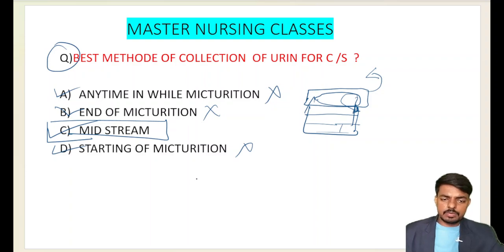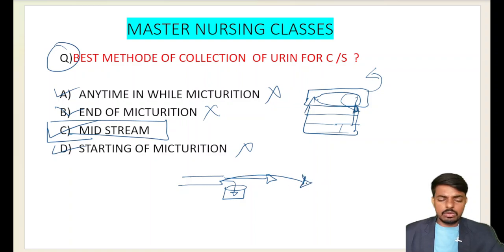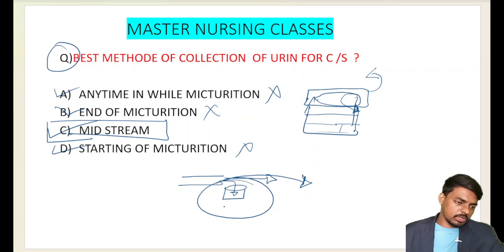We will ask the patient to void the first part of the urine in the washroom, then the middle part will be collected in the container, and the last part will go in the washroom. Very important: this is what we call the collection of midstream urine. The middle urine is what we collect, and that is the midstream urine. So this is the answer for our KGMU question.